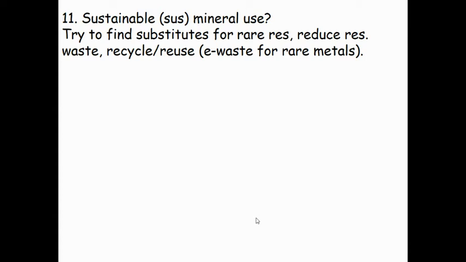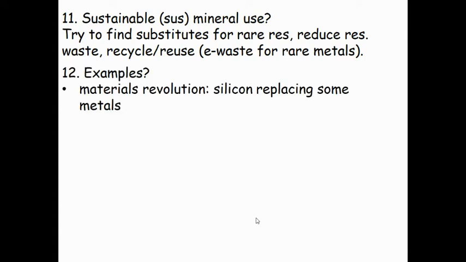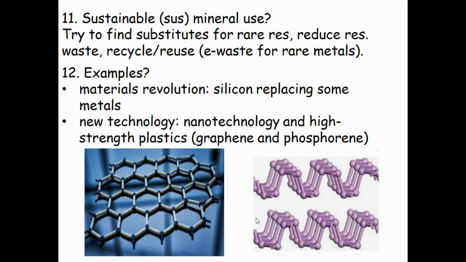And also e-waste is really important for the rare metals, like computers, televisions, electronics that are no longer working. So there's some examples of finding substitutes. The materials revolution, silicon replacing some metals, nanotechnology, graphene, and phosphorene.